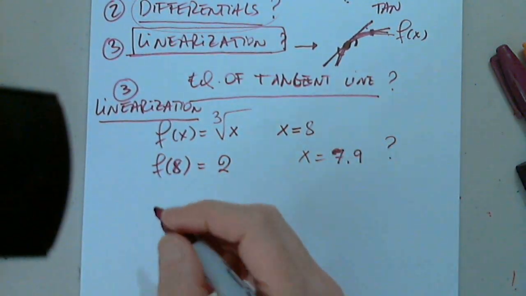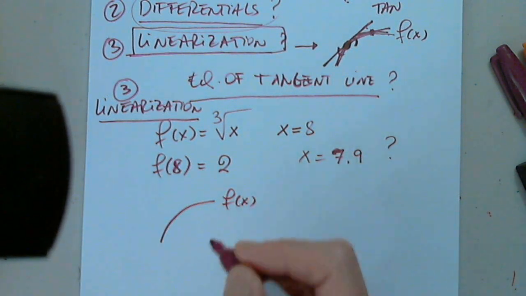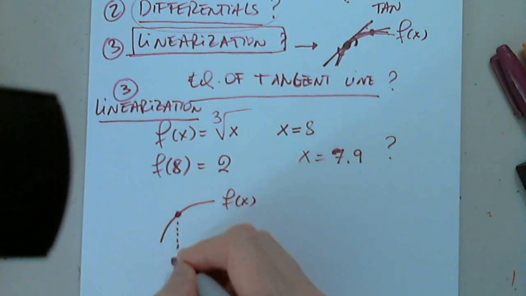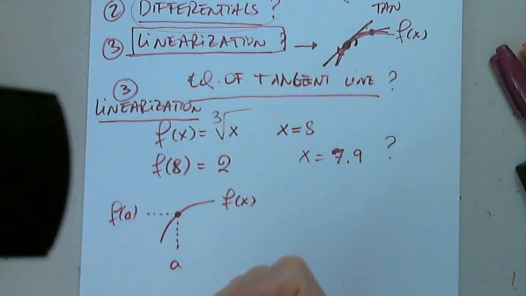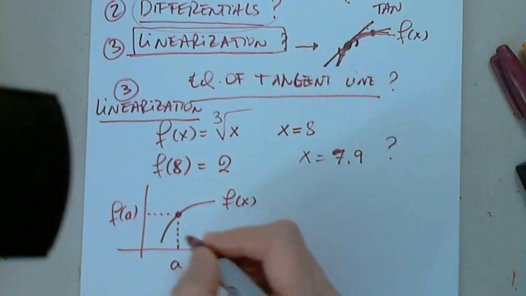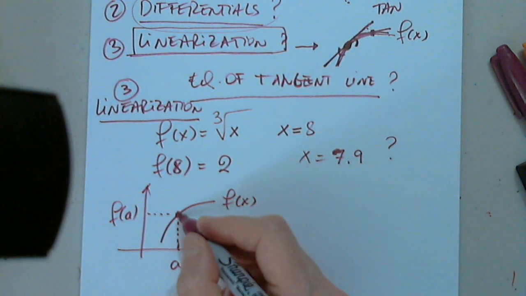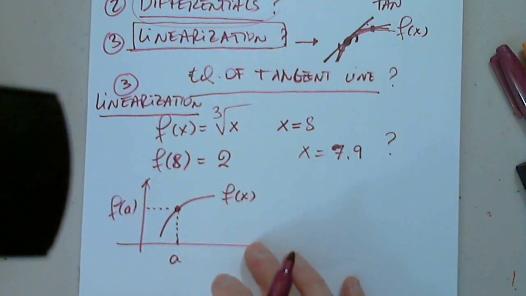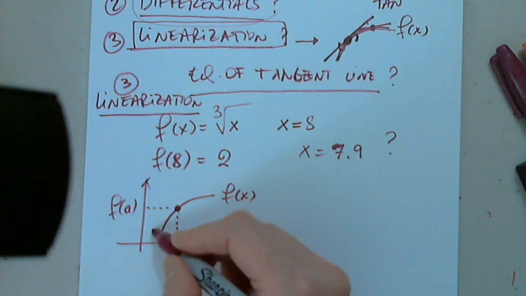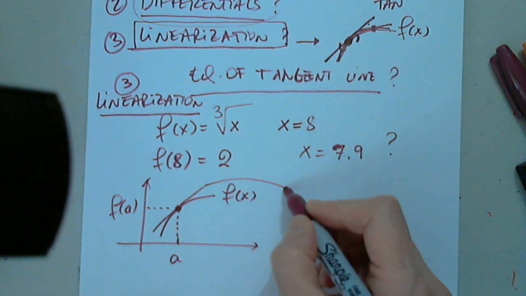So coming back to any function. So if this is a function, and this is a, and of course, this must be f of a on any coordinate system. So this is the function. I pick a point with its x value is a. Of course, the y value is f of a. Can anyone give us the slope of the tangent line at this point?